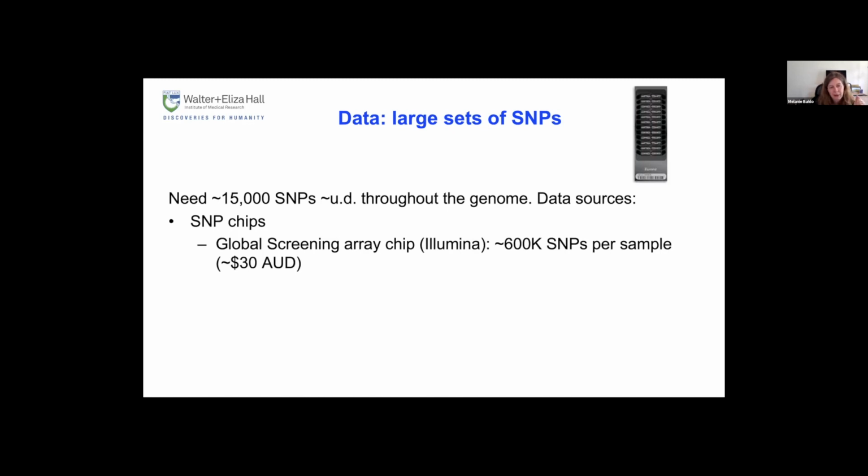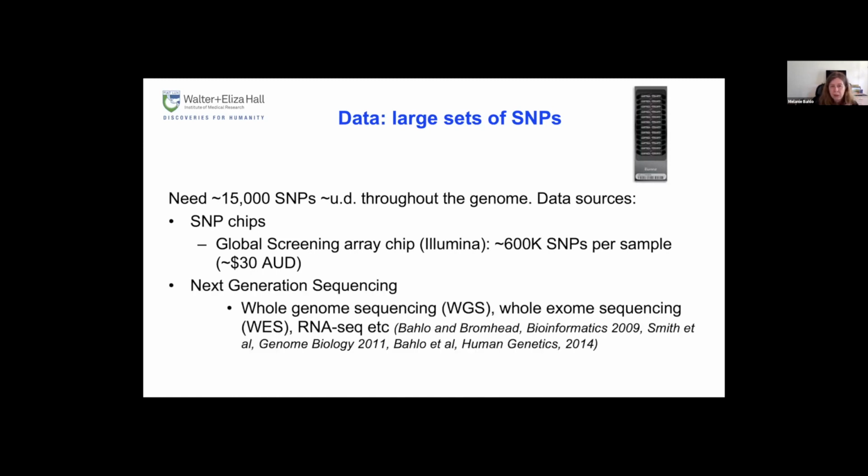And what's really interesting is how cheap these chips are now. If you purchase them in bulk, they are about $30 Australian, which is fantastic. So you can really do these studies very easily now. But you can also pull out what we call pseudo SNP panels from any kind of next generation sequencing data, whole genome sequencing, whole exome sequencing. You can even do it with RNA-seq data because you can still call SNPs within that. And we have a number of publications that really explain how to do that. The Human Genetics reference there is an overview of all of these techniques. And the Genome Biology paper from 2011 explains how these pseudo SNP chip panels can be formed and the software that's needed.